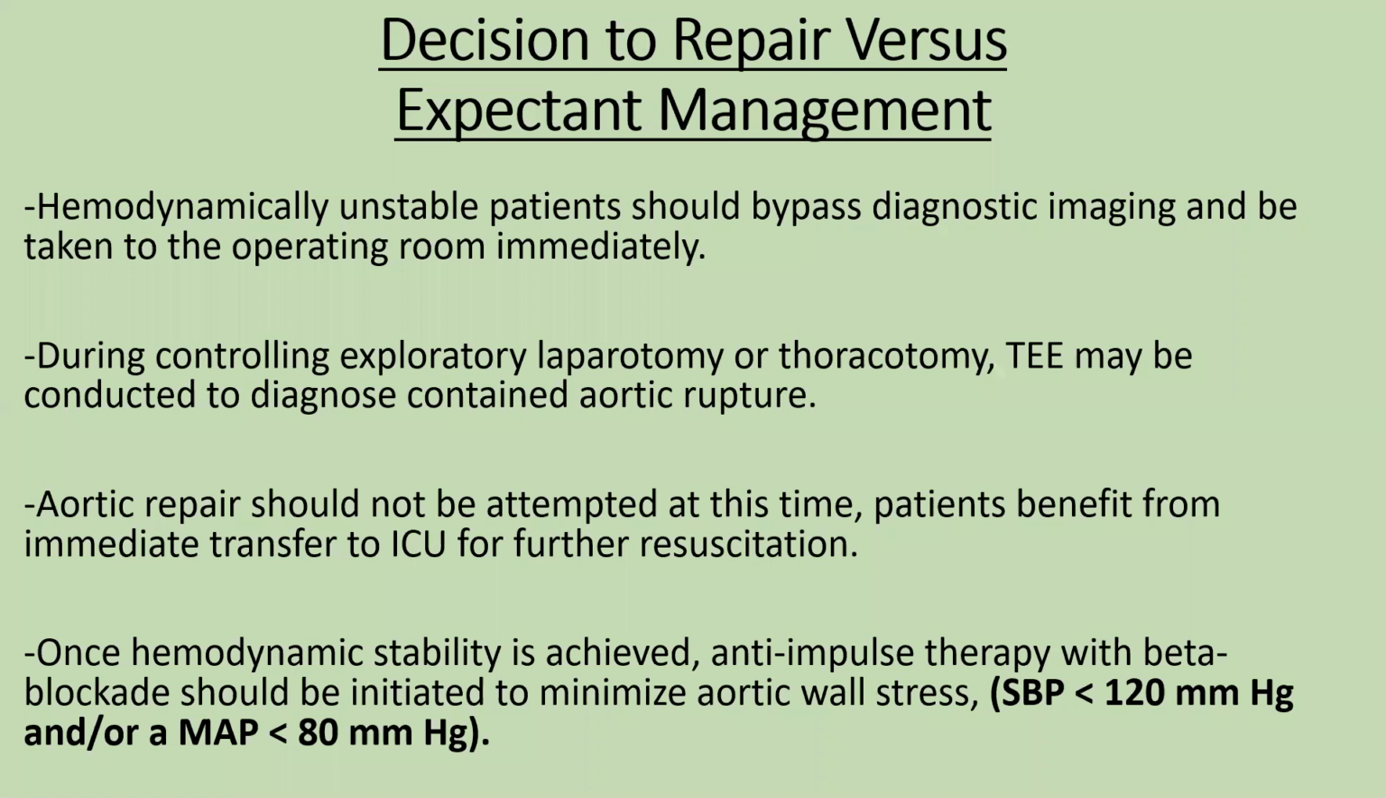Once hemodynamic stability is achieved, anti-impulse therapy with beta blockers should be initiated to minimize aortic wall stress. The systolic blood pressure should be less than 120 and the MAP less than 80.